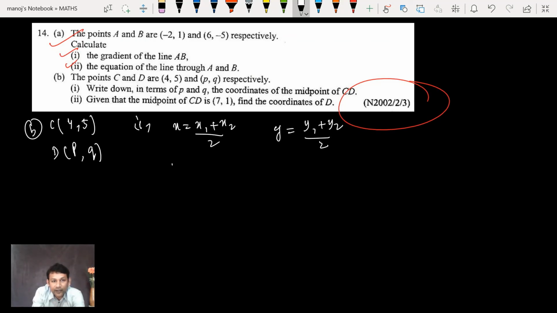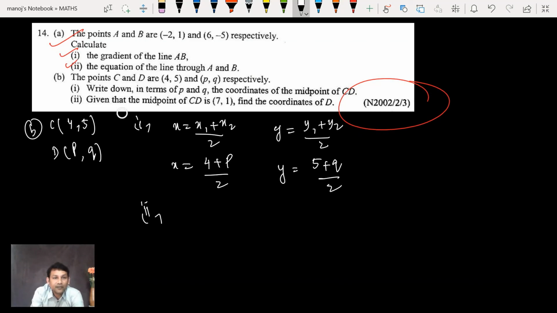Write down in terms, x is equal to 4 plus p upon 2, and y is equal to 5 plus q upon 2. This is the way you have written the coordinates of the midpoint in terms of p and q. That's done, this first part.